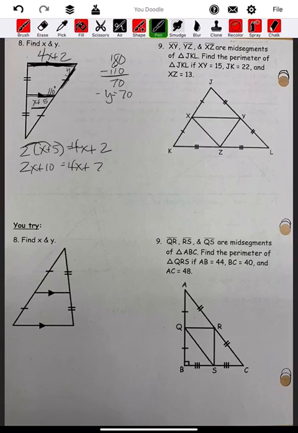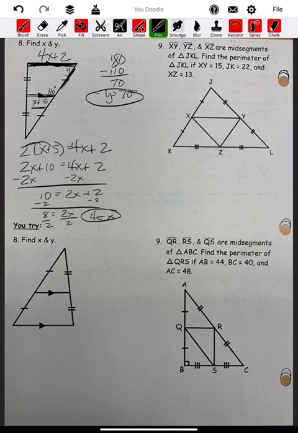Now again, we can solve this any sort of way. Let's go ahead and subtract 2x from both sides and get 10 equals 2x plus 2. And then we'll subtract 2 from both sides and get 8 equals 2x and divide both sides by 2 and get 4 equals x, okay? So those are our two answers here. y equals 70 degrees. Sorry, I'm going to make my degree mark a little smaller because that looks like another 0. And x equals 4, all right?